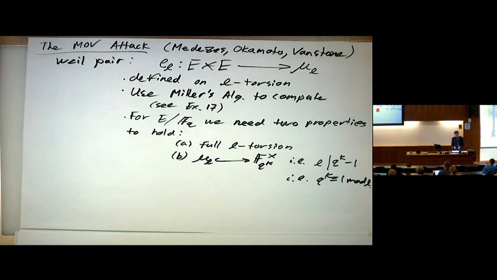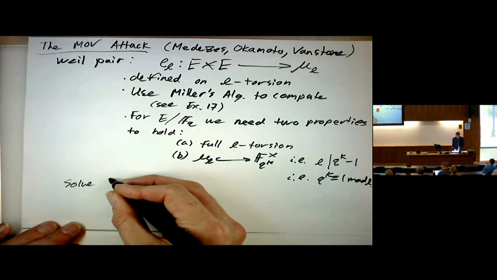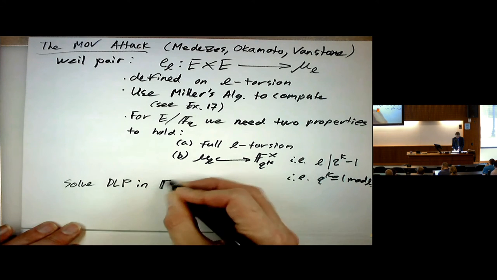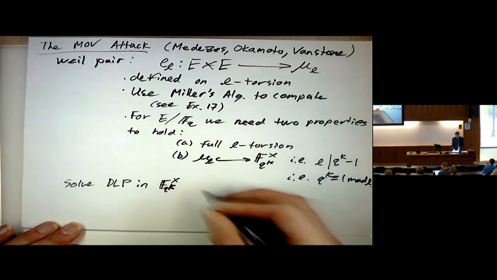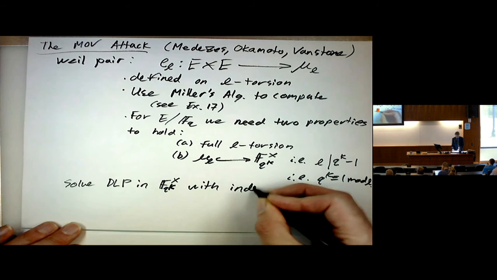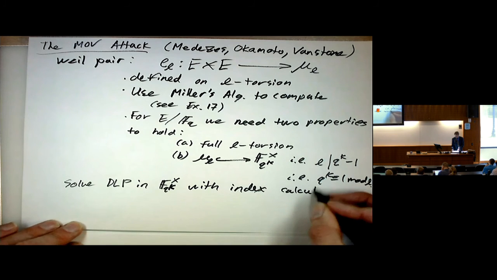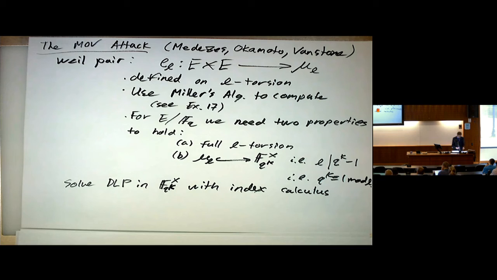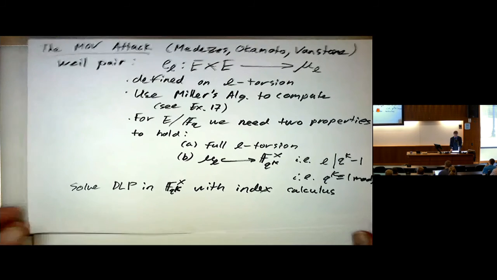And so the strategy is you set up the pairing on the curve, and then you transfer the problem to the multiplicative group, and you can solve the DLP in F_{q^k}^* with index calculus, which is sub-exponential and faster than anything that would work natively on the elliptic curve, as it is currently known.